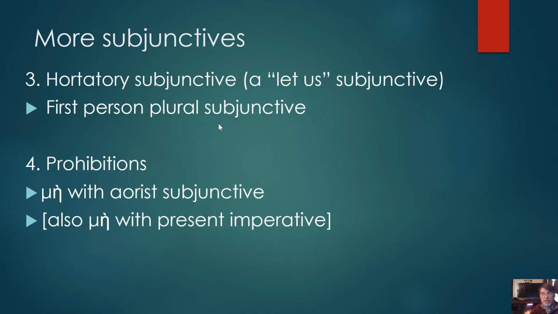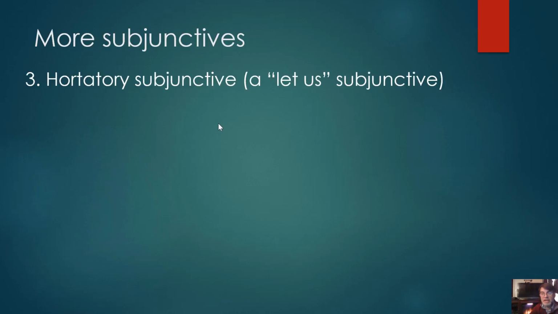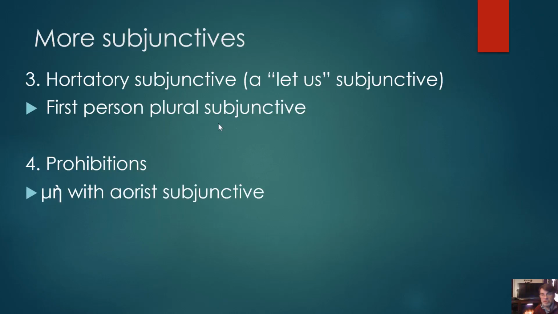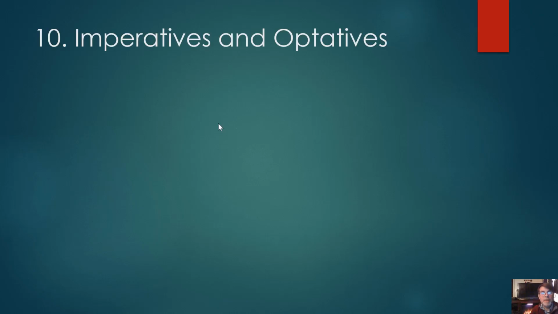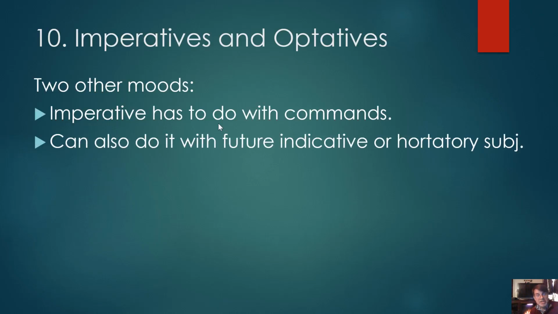Okay, so functions of the subjunctive. The subjunctive mood is used with certain conjunctions. It's used to ask should questions. It's used in the first person plural to say let us do something, and then it's used in certain prohibitions. So there's a little bit more on the subjunctive mood. While we're at it, let's talk about the imperative mood and the other mood, the optative mood. Imperatives have to do with commands. Do this, do that. Now, as I just mentioned, you can also do commands with the future indicative, you will come to class, or the hortatory subjunctive, let us go to Thessalonica. These are both other ways to make a command.